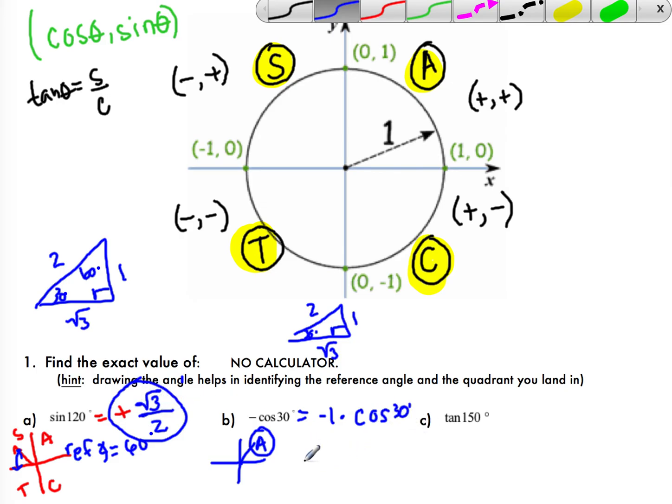Over here, we have the cosine of 30, which is adjacent over hypotenuse. So it's negative 1 times root 3 over 2. That gives us negative root 3 over 2 for our final answer.